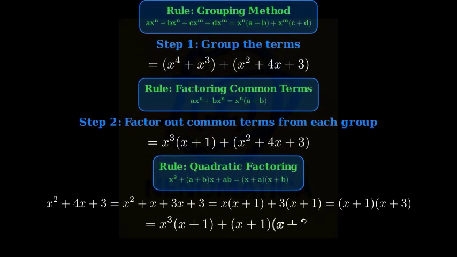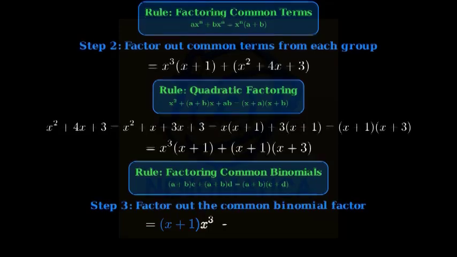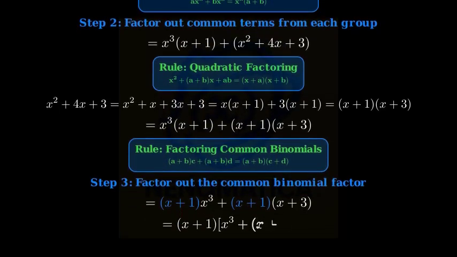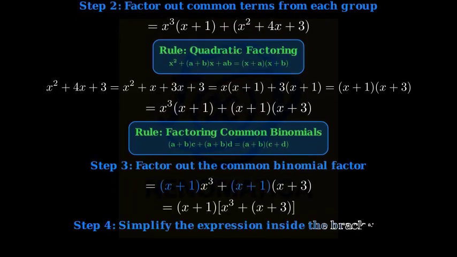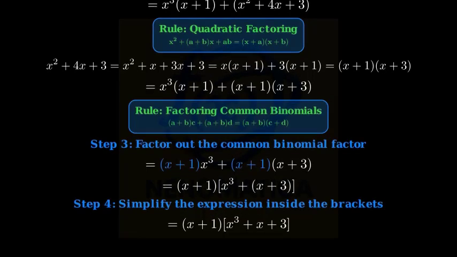So our expression becomes x cubed times (x plus 1) plus (x plus 1) times (x plus 3). Now we can see that both terms have a common factor of x plus 1. Let's factor this out: (x plus 1) times [x cubed plus (x plus 3)]. Let's simplify the expression inside the square brackets. x cubed plus (x plus 3) equals x cubed plus x plus 3.